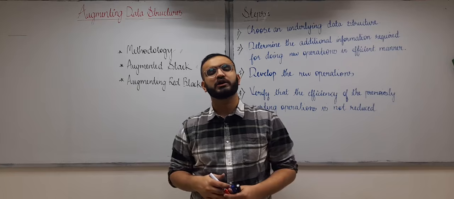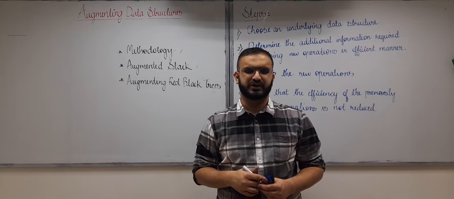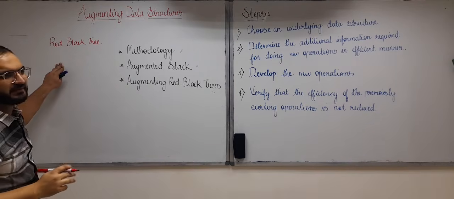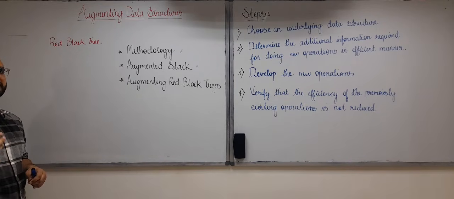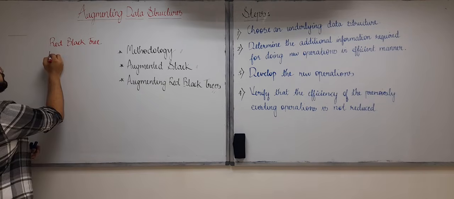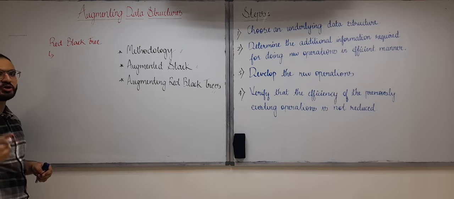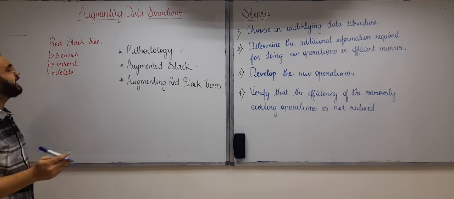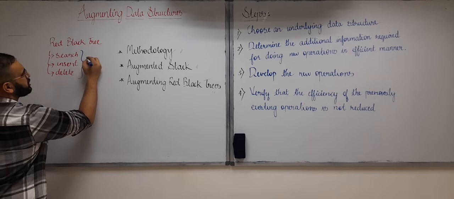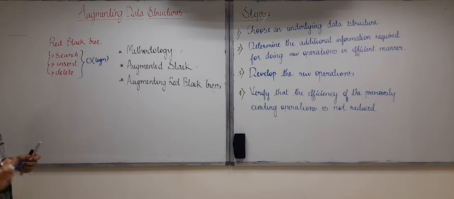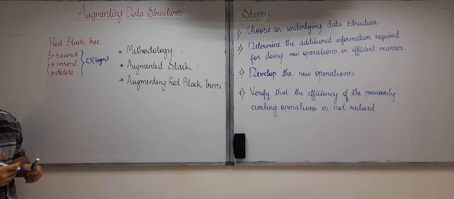So first of all, what do we mean by augmenting a data structure? Suppose you have a data structure. Suppose you have got a red-black tree, and if you have watched my videos of red-black trees, you will know that in case of a red-black tree, we can perform three operations that are search operation, insert operation and delete operation, right? And we can perform all these three operations in big O of log n time, right? For searching a node, it takes order of log n time, and for inserting and deleting a node, it also takes order of log n time, right? Because red-black trees are balanced binary search trees.